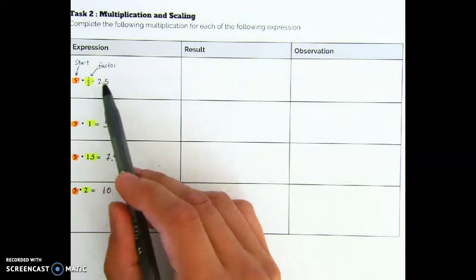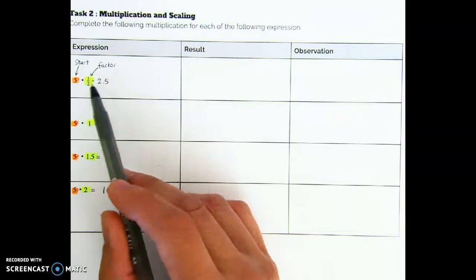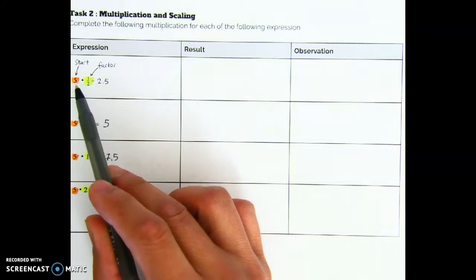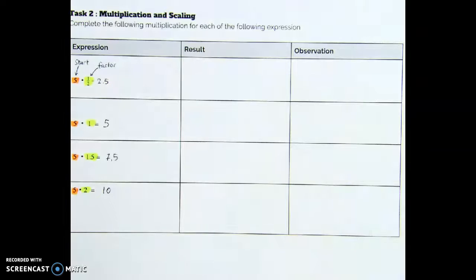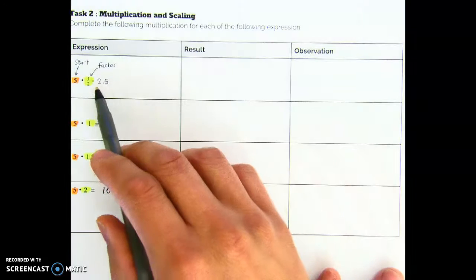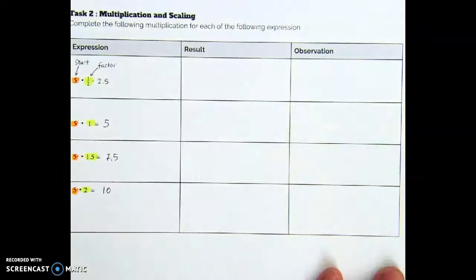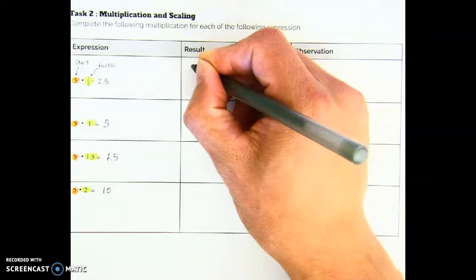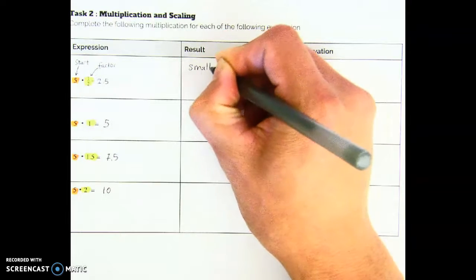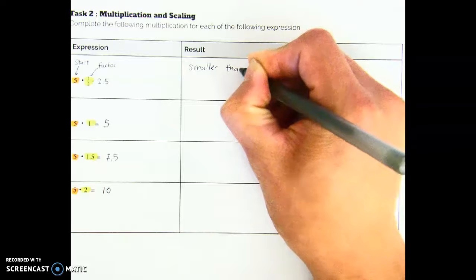As in, is my answer bigger than my original, or is it smaller than my original? So starting with the first one, my 2.5, is it bigger or smaller than my original 5? Well, 2.5 is smaller, so I'm going to say that it's smaller than 5.